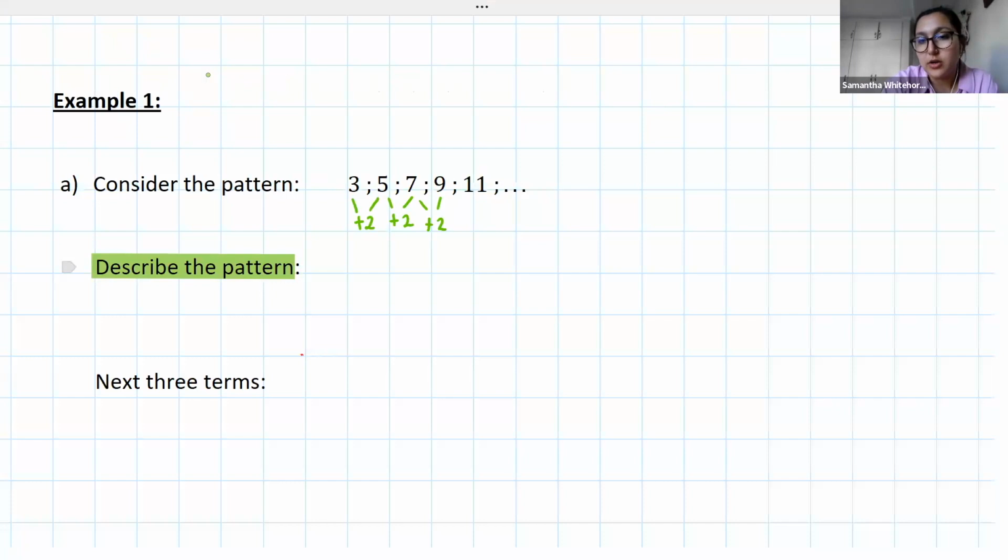So a lot of you are describing it very, very nicely. There was one description that I quite liked somewhere. Now, of course, I've lost it. So we add two to the current term to get the next term.